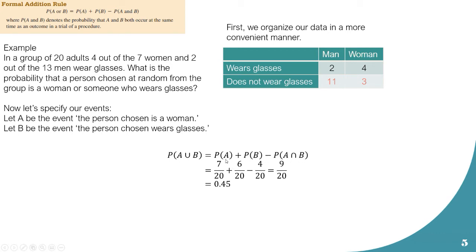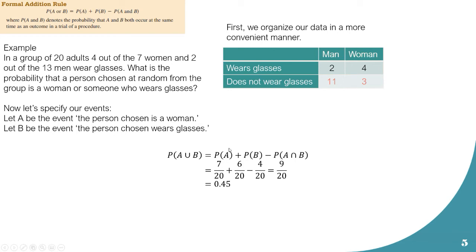So this is the probability that the person selected at random is a woman. This is the probability that the person selected at random wears glasses. And this is the probability that the person selected at random is a woman and wears glasses. So make sure you understand this.